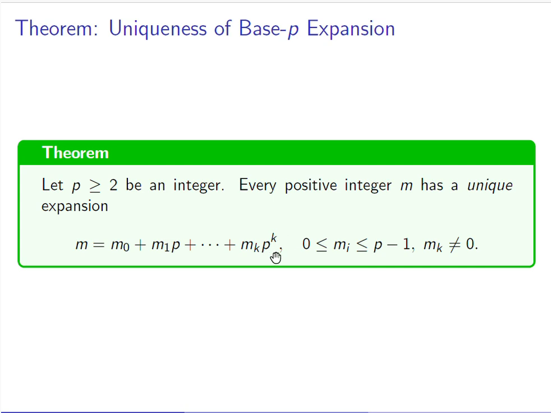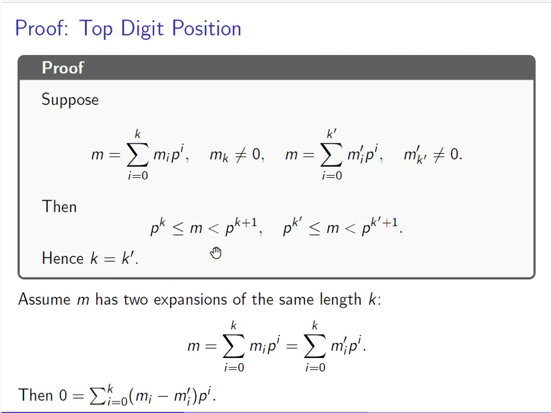So let's prove it. To prove that this is unique, we have to prove two things. If you have another base p expansion of m, then the length also must be k, and then the mi's will be equal. So suppose we have two distinct expansions, this is an expansion of m base p, and another expansion base p, and we see that mk prime is not equal to 0. So the highest coefficient there is not 0, and they are all non-negative and less than or equal to p minus 1.